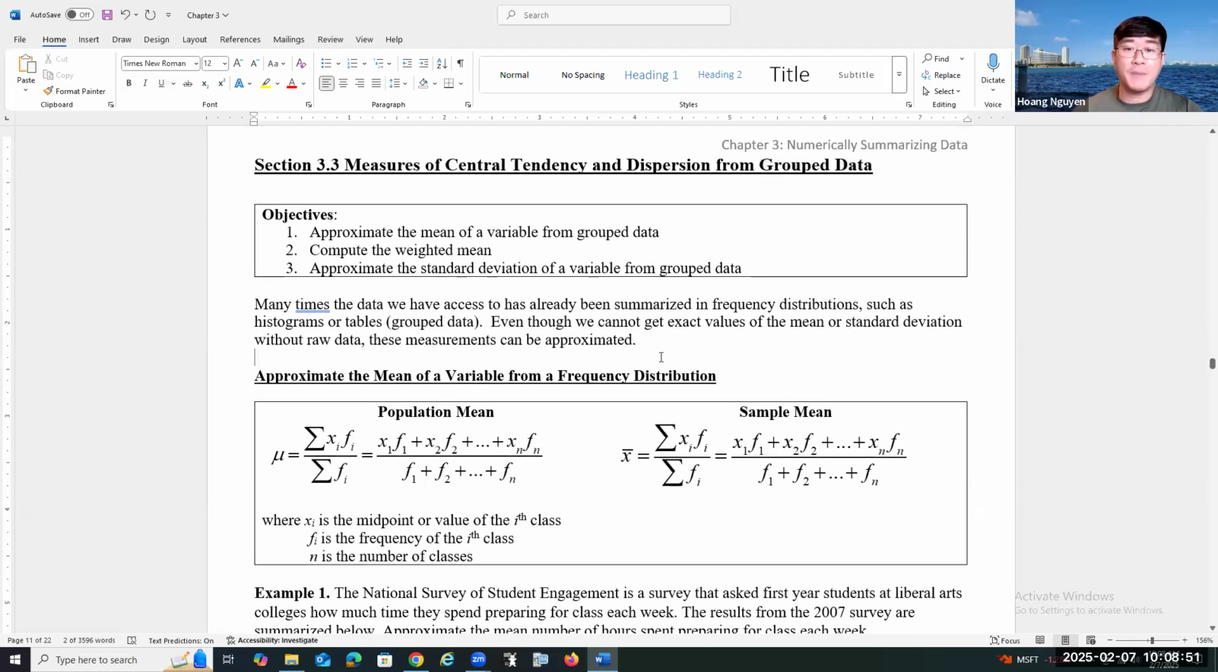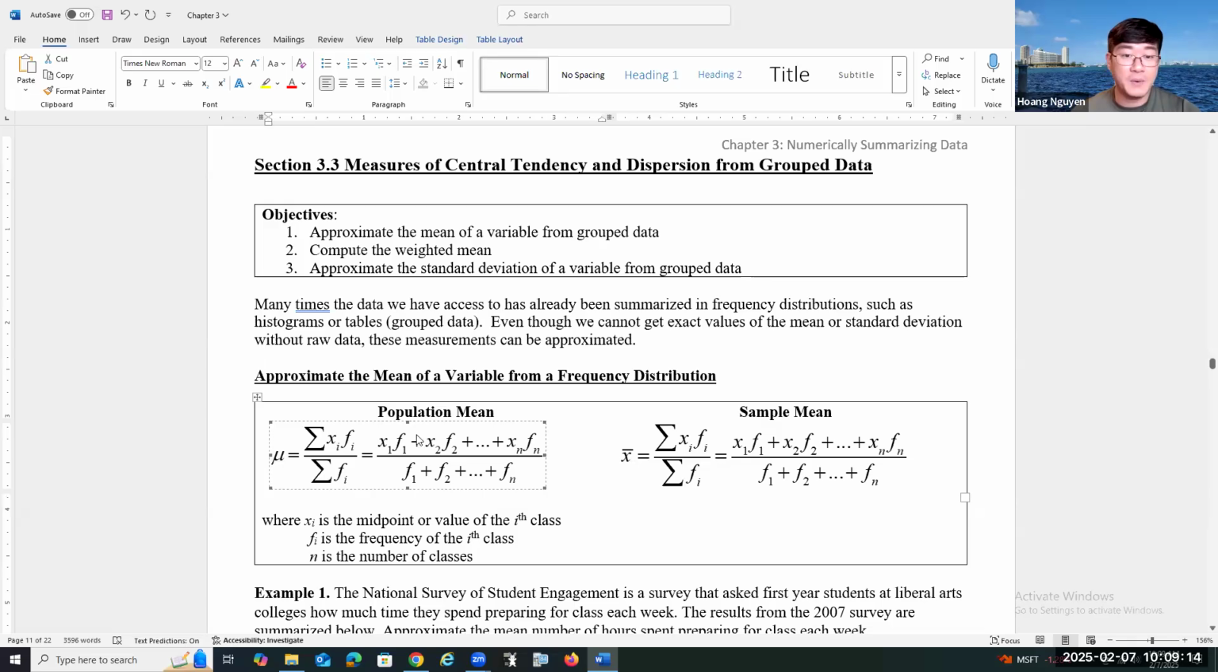So we're going to take a look at the formula that we use to approximate the mean from grouped data. We have two calculations. The first one is going to be the population mean mu, and the second formula is going to be the sample mean x bar. Even though we have two formulas, the idea is still the same. Those two formulas are similar.